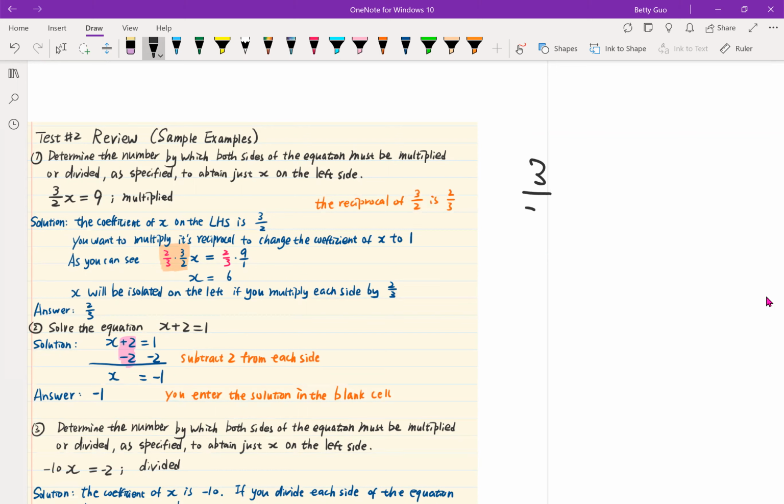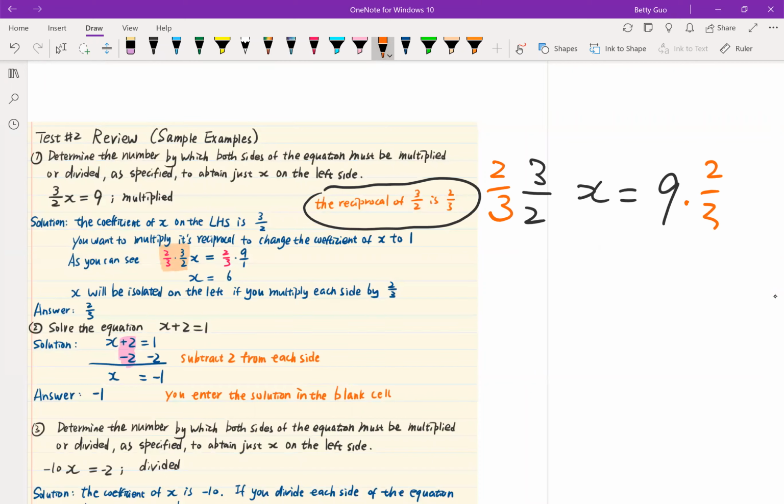So we have 3 over 2 x equals 9. In order to isolate x, we need to multiply each side by the reciprocal of 3 over 2. The reciprocal of 3 over 2 is 2 over 3. So 2 over 3 is the number we are going to multiply, such that x can be isolated on the left. You don't have to solve the equation. All you need to do is to identify which number you need to multiply on both sides of the equation.